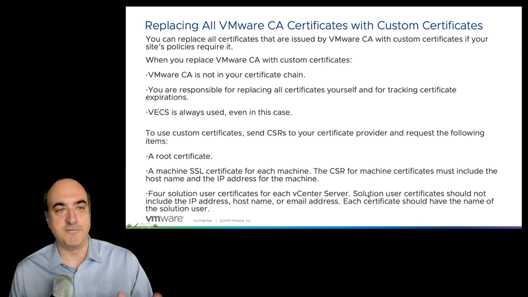So our fourth scenario, this isn't very common. This is where you forego the VMCA altogether, right? Maybe you just don't have the VMCA in your certificate chain at all, and there's no way to implement it in that situation. So in this situation, you'll be responsible for replacing all the certificates yourself and tracking the certificate expirations, right? This is a whole much different.